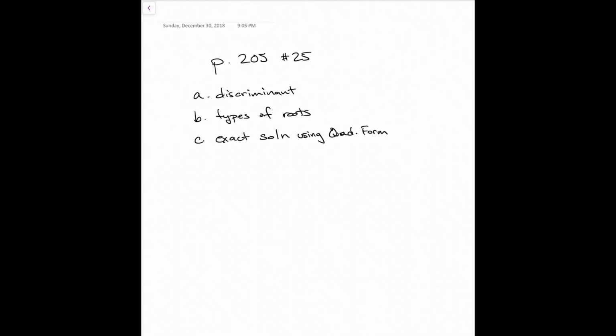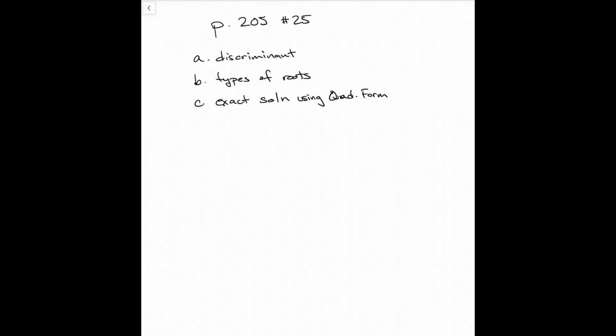Okay, now last but not least, I have page 205, number 25, and it's asking me for three things. The discriminant, and then when I find the discriminant, I will be able to tell what kind of roots I will have, and then I will confirm that by finding the exact roots using the quadratic formula.